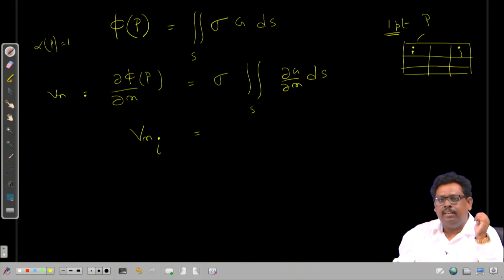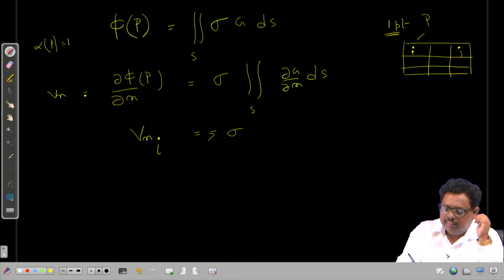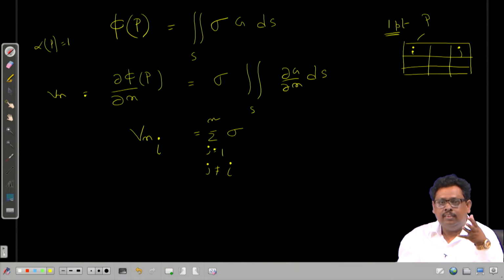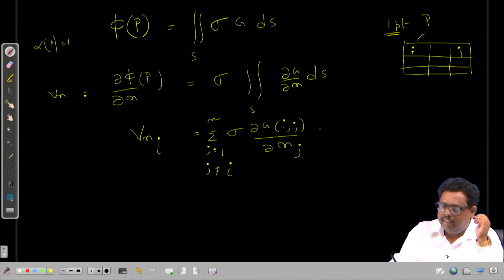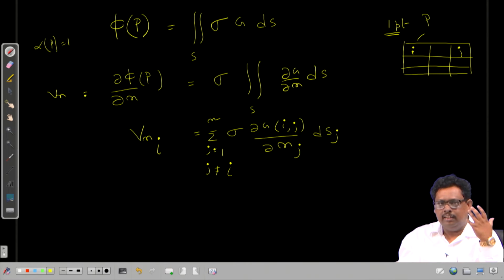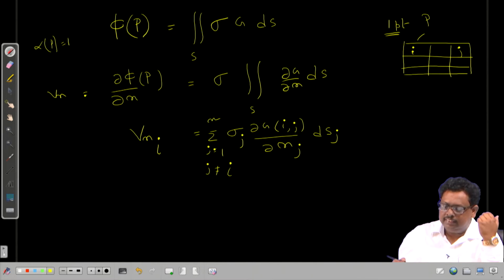Then in the right hand side, it runs over j equal to 1 to n, where j is not equal to i, that is what I said. This equals sigma j into del G i comma j by del n for the jth panel, multiplied by dS j. This is how I should write down my influence matrix, and this is also of course multiplied by sigma j.